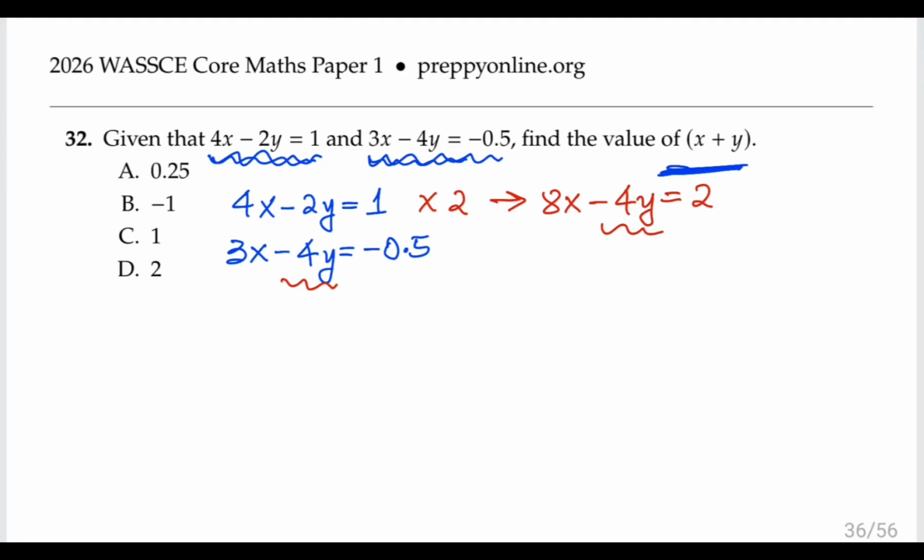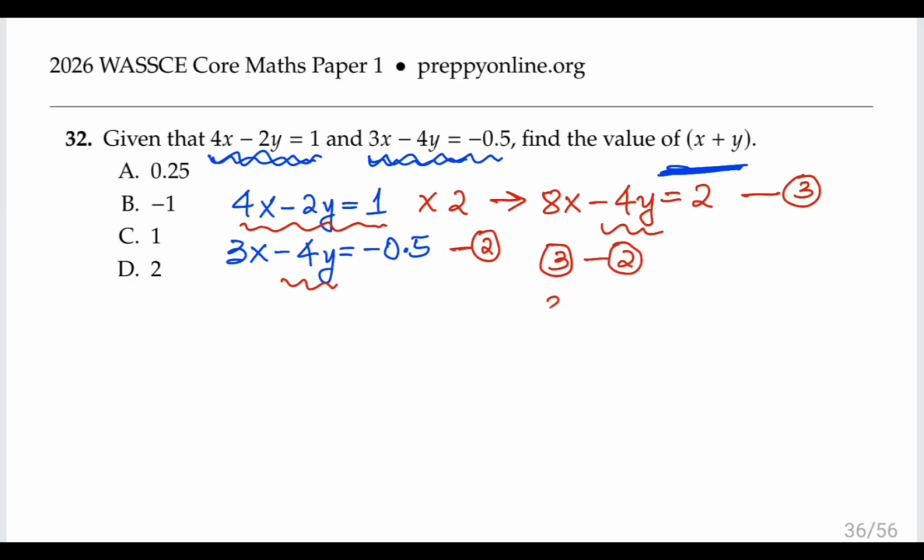So we can subtract one equation from the other. Let's call this equation 2. We want to subtract equation 2 from this equation. Let's call this equation 3, because we want to call this one equation 1. So let's write equation 3 minus equation 2. What does that give us?